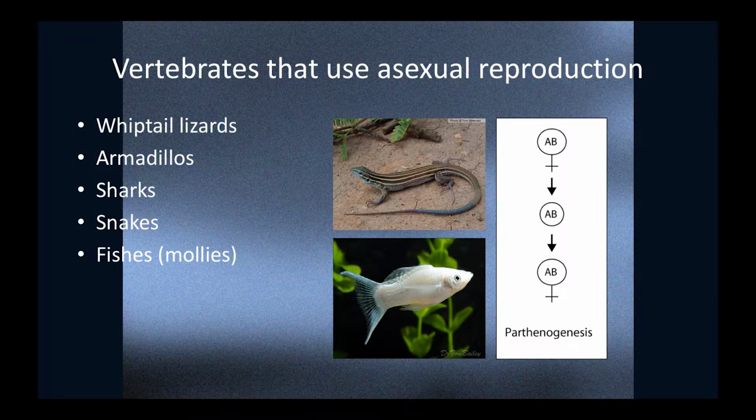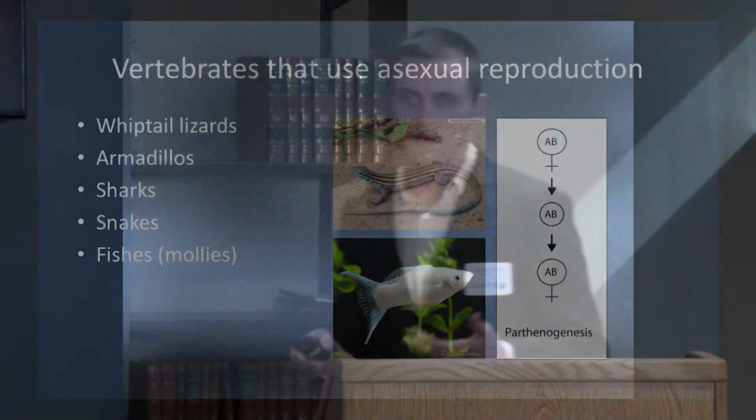All right, so some vertebrates that use asexual reproduction are whip-tailed lizards. So there's a picture at the top that shows what they look like. And then also armadillos, sharks, and snakes use asexual reproduction as well. And even some fish, such as mollies, pictured on the bottom.